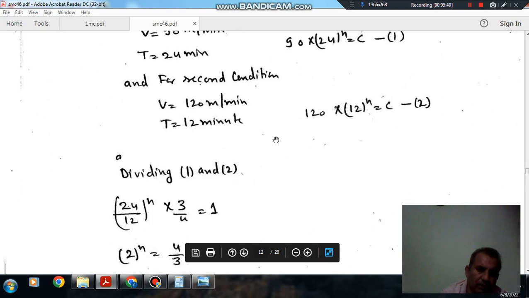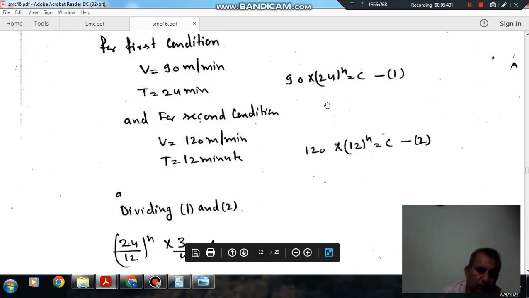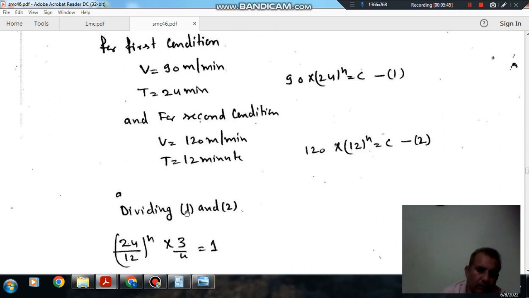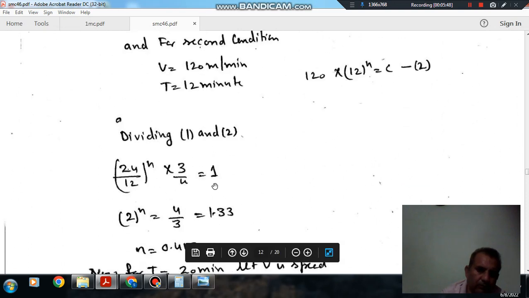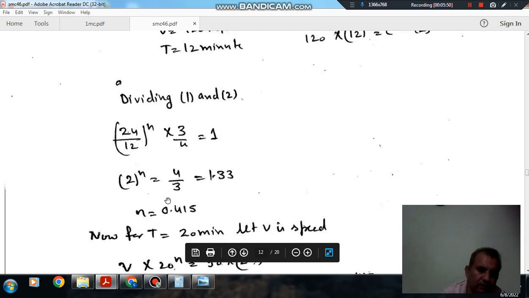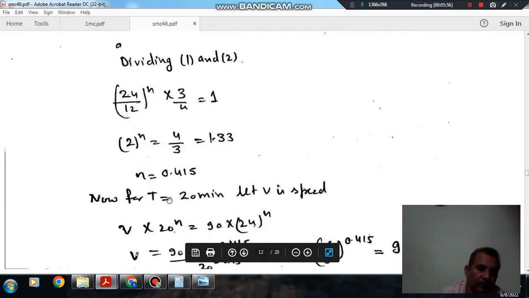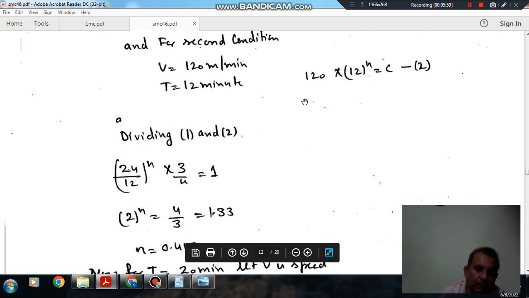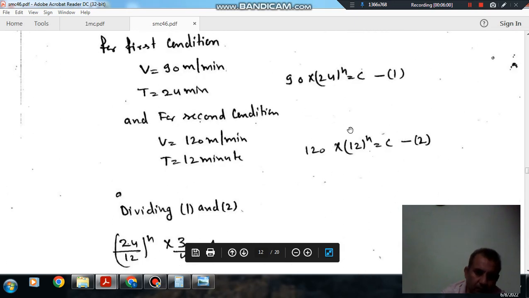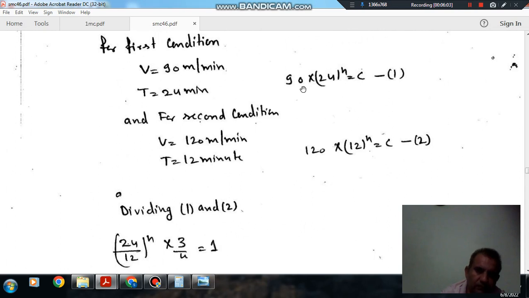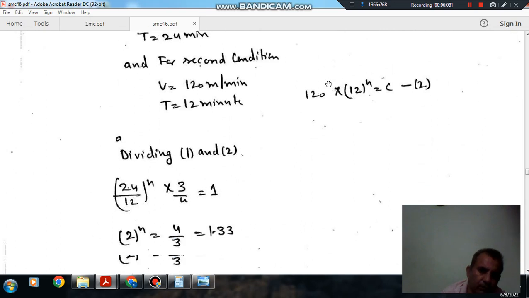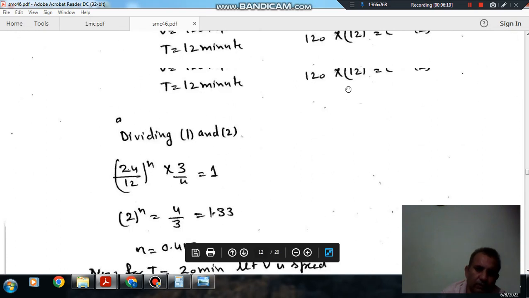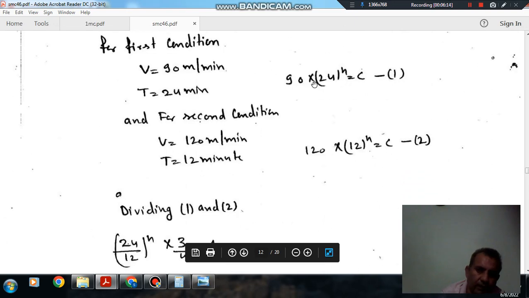Dividing 1 and 2, it will be 24 by 12 raised to n, and this is 3 by 4 equal to 1. So 2 raised to n is equal to 4 by 3, or n is 0.415. So the tool life equation can be obtained from either of these. Taking this, the tool life equation will be 90 into 24 raised to 0.415 is equal to C.